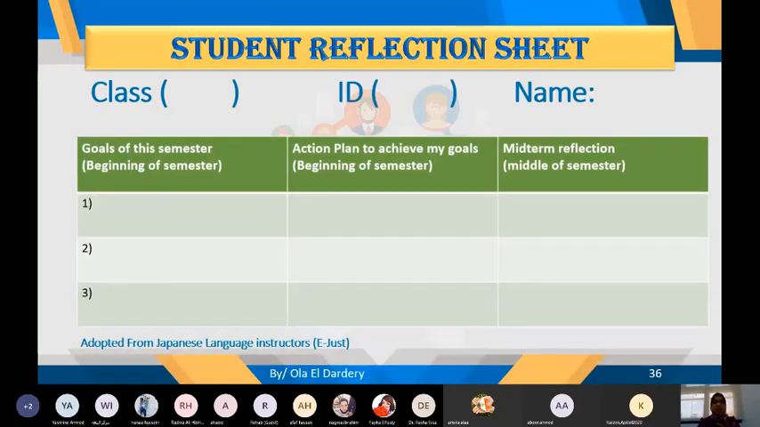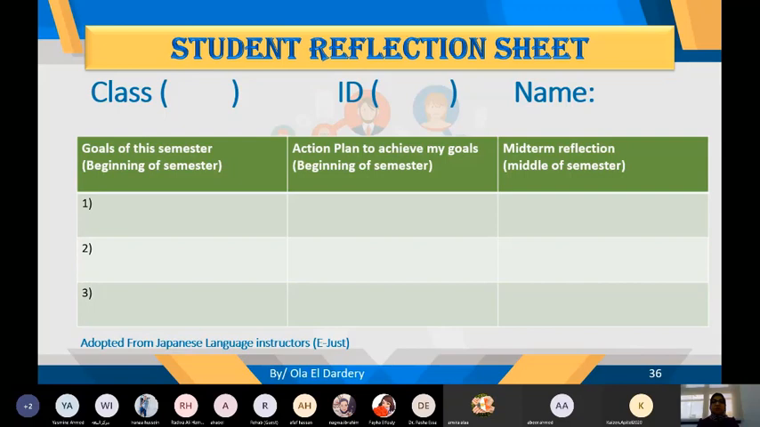So this is how the student reflection sheet looks. They start by setting the goals. This is given to each student. They have goals for the semester, and this is something that they write at the beginning of the semester. They set their goals and standards, and then actions. And this is the action that they plan to do to reach their goals.